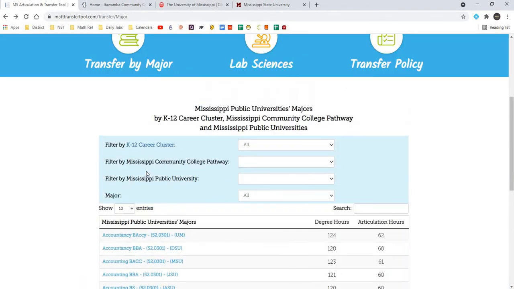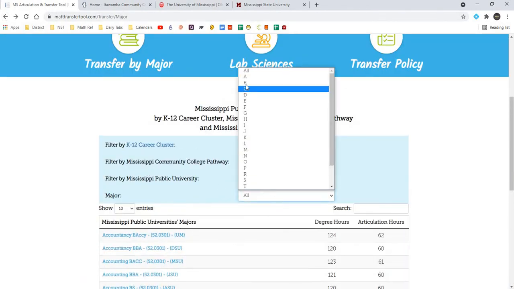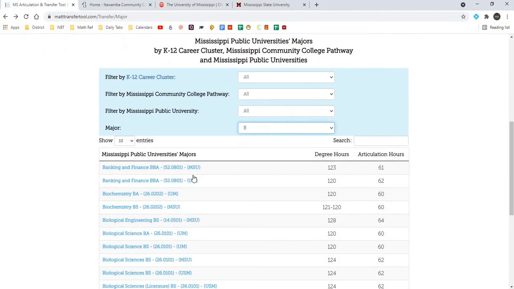Another one that I hear is business or banking. Those are pretty common. So let's look at what's one of the top ones here.